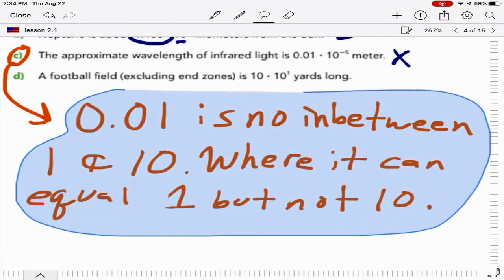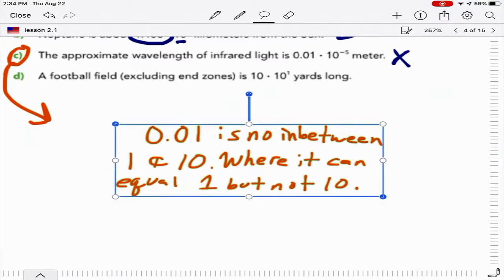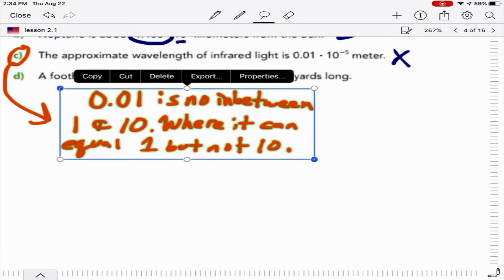My A was too small, right? The smallest A can be is 1. Maybe that's another good way of phrasing it too. The smallest number A can be is 1. The biggest number A can be is slightly under 10. So 9 point and then like a billion nines. It just can't be 10.